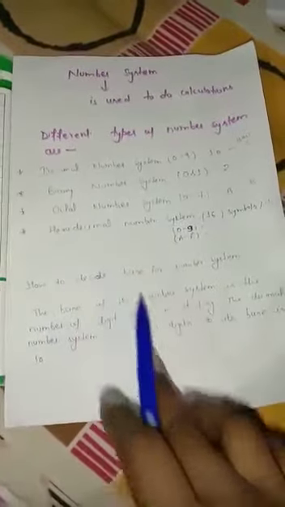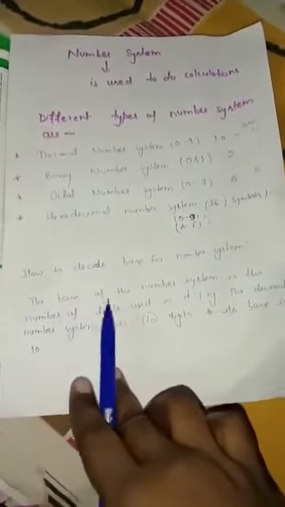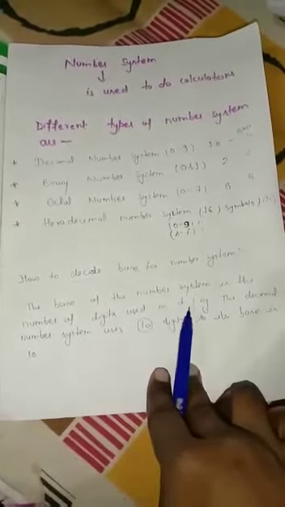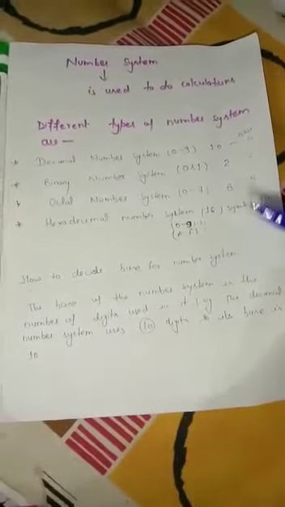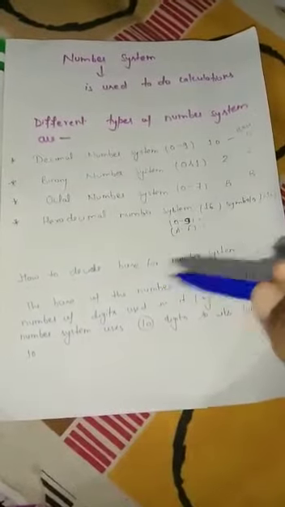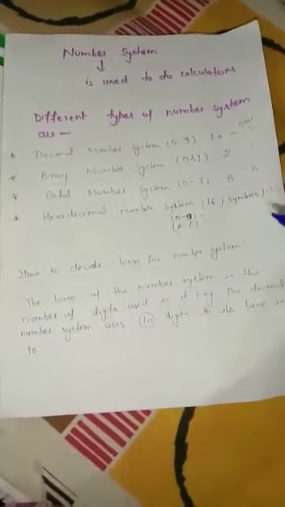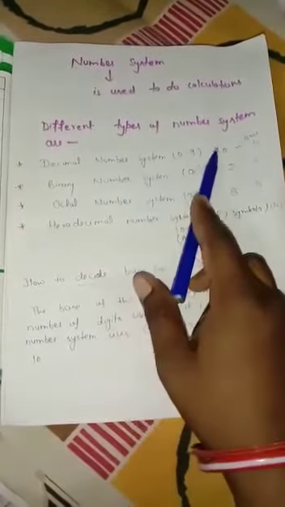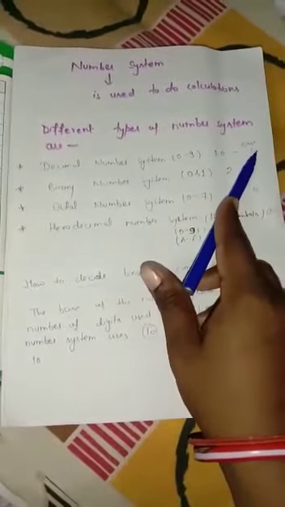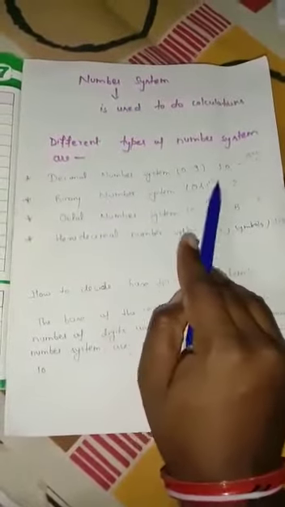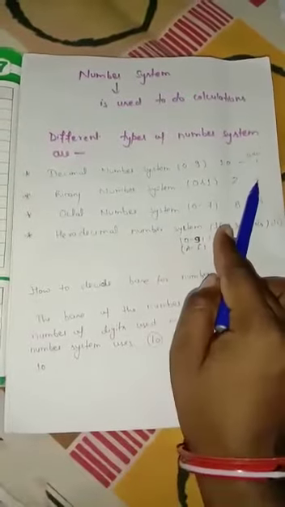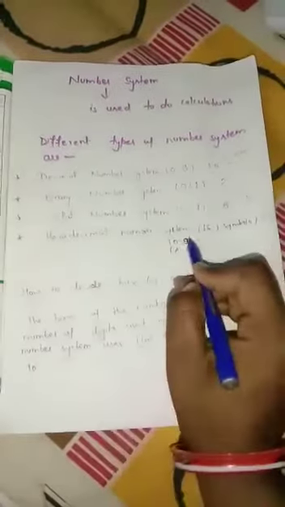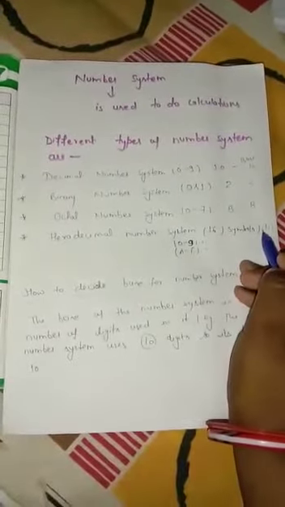So for deciding the base for the number system, the base of the number system is the number of digits used in it. जो नंबर हम यूज़ करते हैं डिजिट्स में नंबर सिस्टम में, उसी नंबर सिस्टम को हम उसका बेस कहते हैं. For example, decimal number system, there are 10 digits, so its base should be 10. Binary 2 digits, so its base should be 2. Octal 8, hexadecimal 16, so its base should be 16.